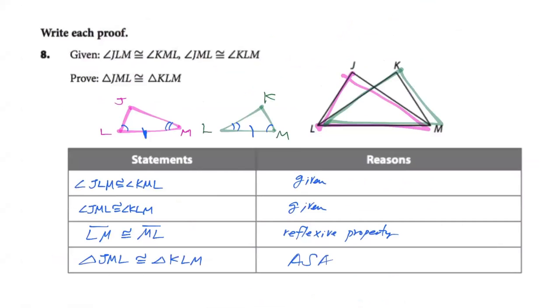But for number 8, when you have an overlapping triangle like this, it's a good idea to either use a color to look at it or separate them out like this. You can see them much easier visually if you do it that way.